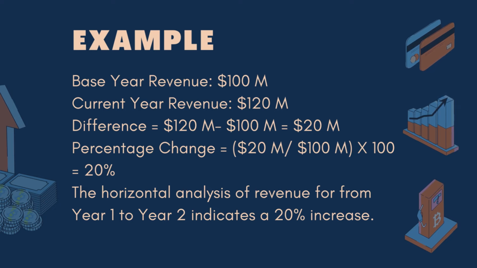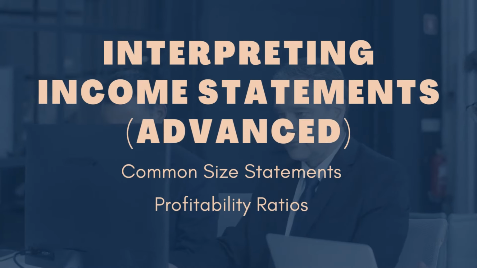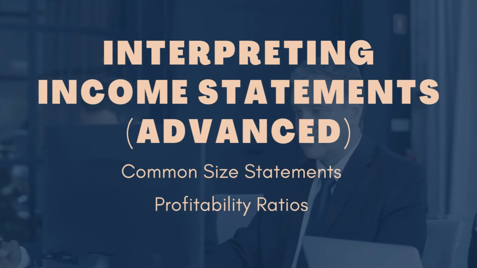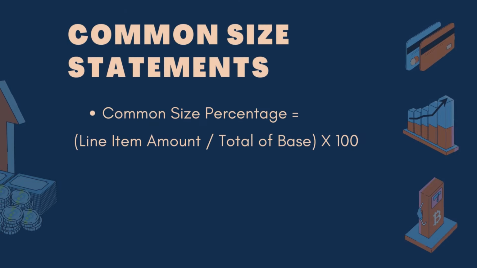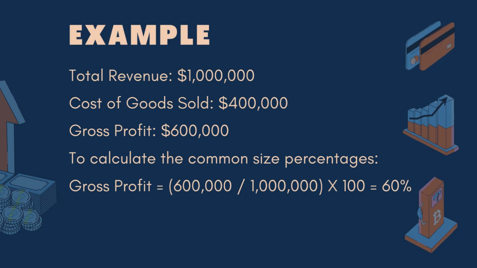Now that we understand the basics of interpreting income statements, let's explore some specific tools and techniques that can further enhance our understanding of financial performance. Common size statements express each line item as a percentage of net sales. This approach enables us to evaluate the relative proportions of various components. It helps identify areas of strength or weakness in a company's financial structure.